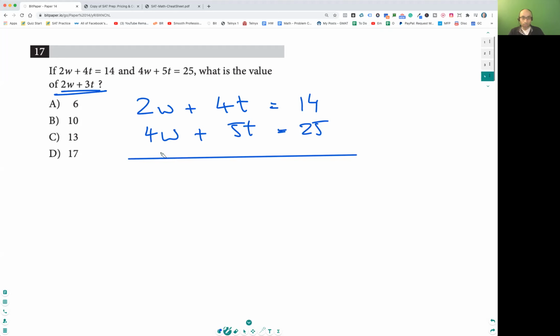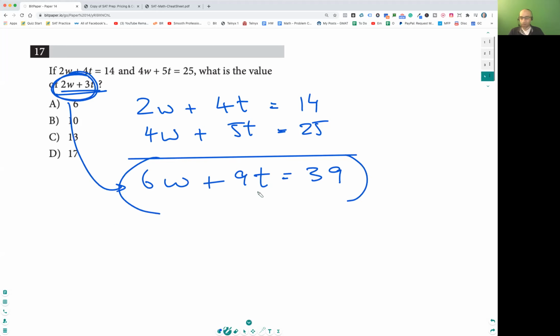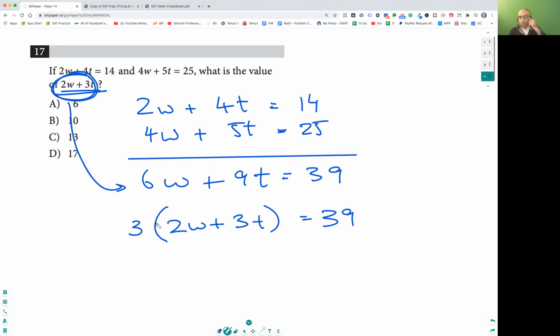Yes, well done, Rosie. So you add them, you get 6w plus 9t is equal to 39. Do you see how this is hiding right inside over here, right? If I bring out 3, you can factor out 3, you get 2w plus 3t is 39. There you go. You don't have to solve any simultaneous equations. You just train your eye to watch out for these kinds of equations. And then divide by 3. So 2w plus 3t is 13. Boom. That's your answer. These are called combo problems.